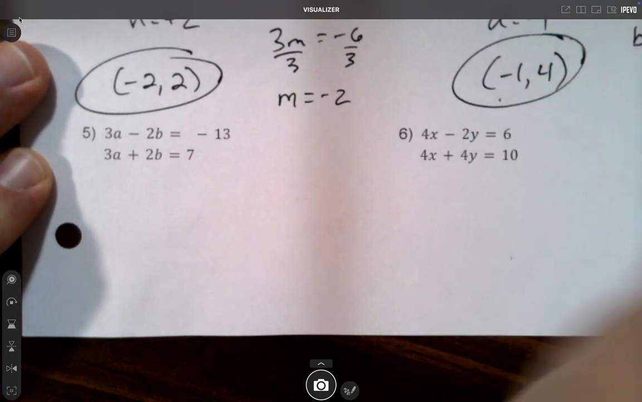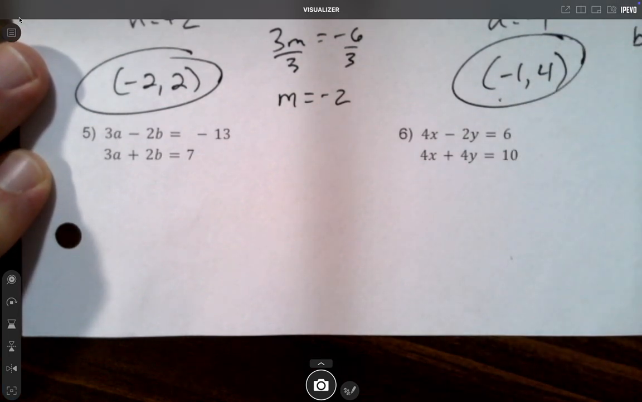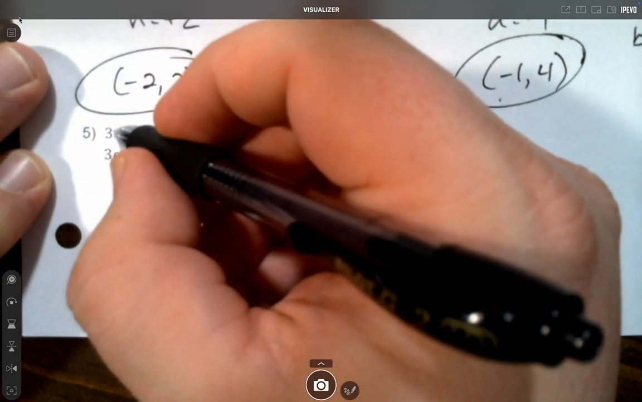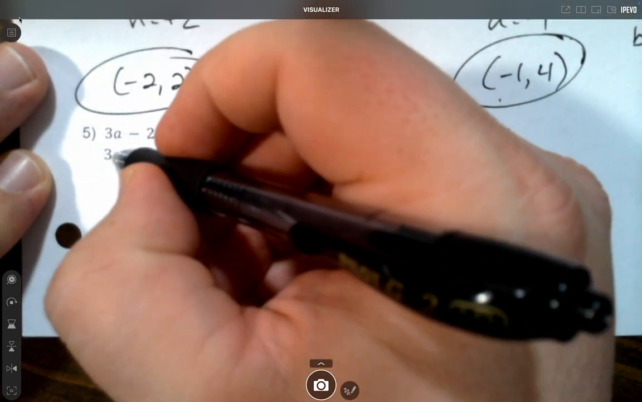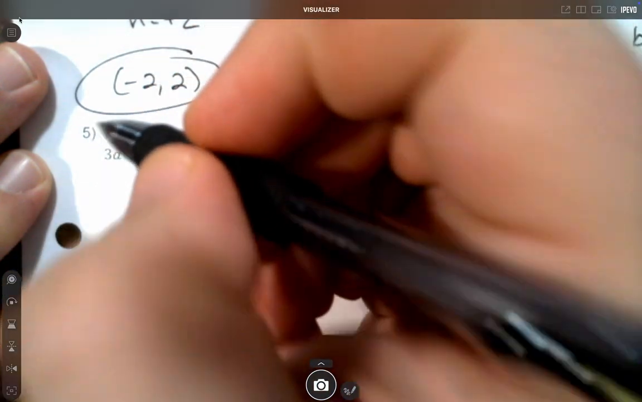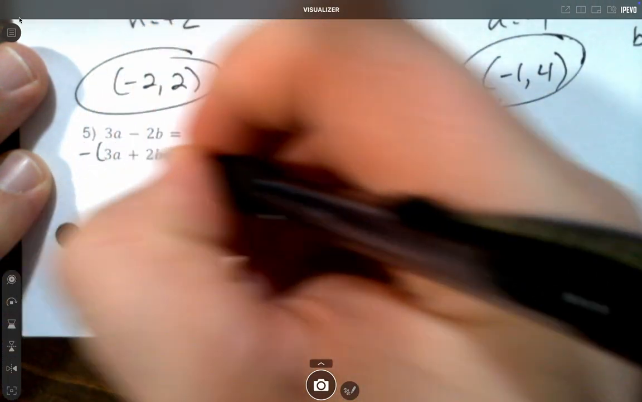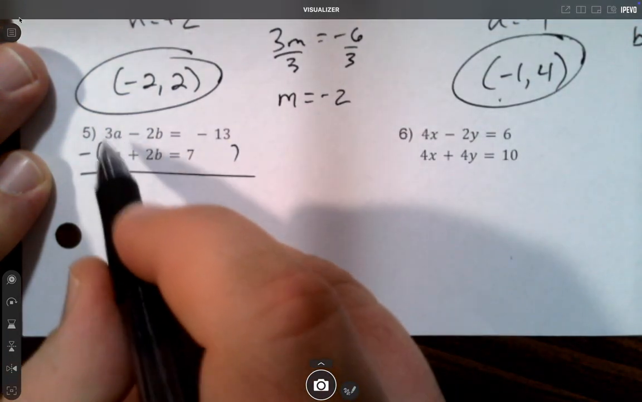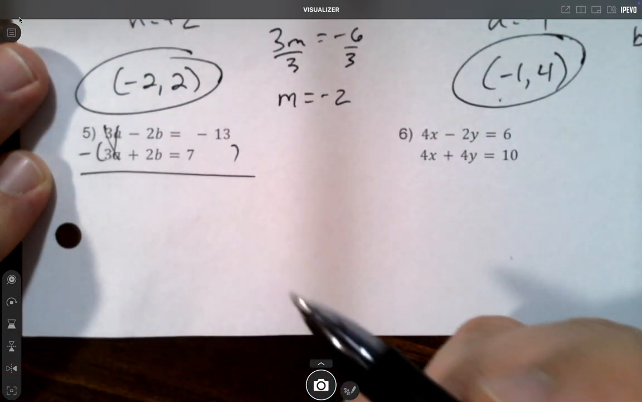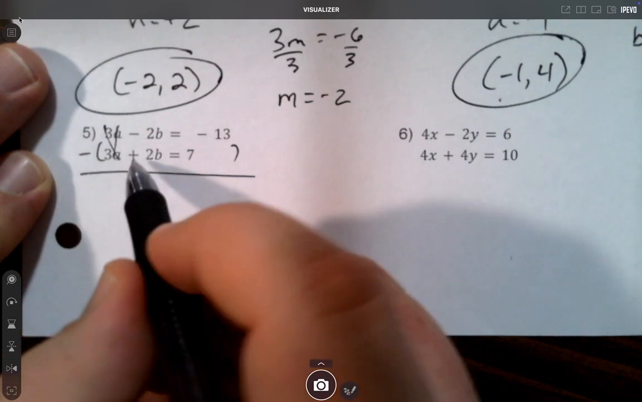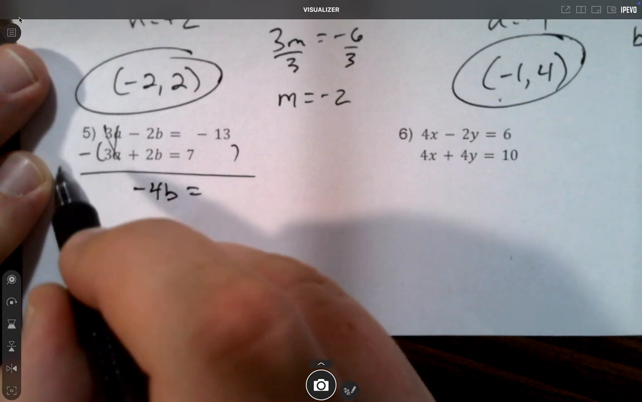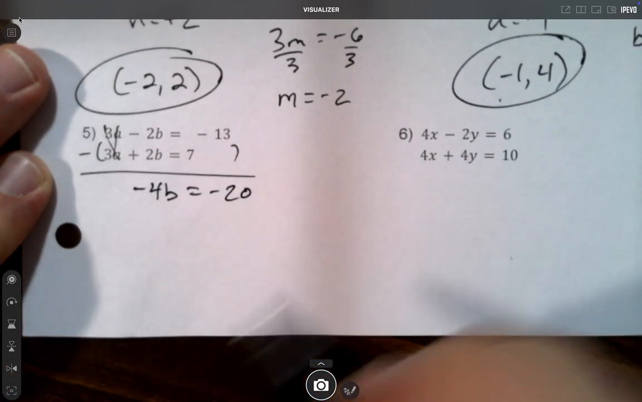So this is truly up to you either way. I'm going to choose the A's, but you could do it the other way. I'm going to choose to eliminate the A's. 3A and 3A are both positive. When they have the same signs, you subtract. 3A minus 3A is 0, so those are eliminated. -2 minus 2 is -4. -13 minus 7 is -20.